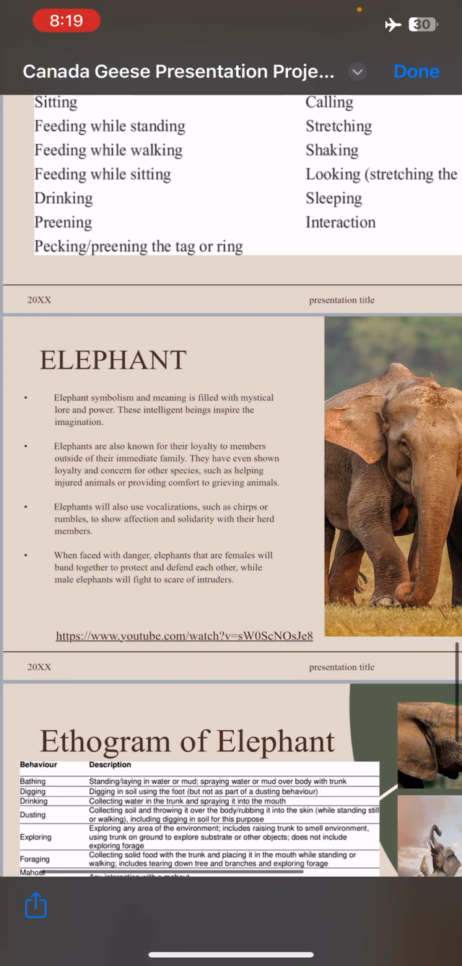And also when they face danger, the female elephants will band together to protect and defend each other, while male elephants will fight to scare off the intruder. So that's one of the amazing unity, plus loyalty to their own species to protect.